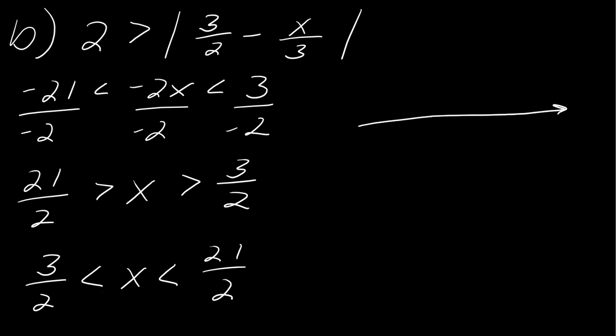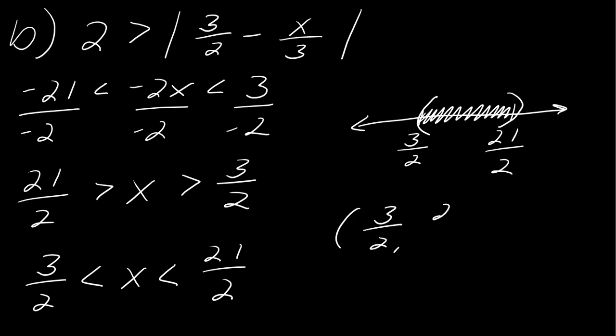So not beautiful numbers, but that's okay. We can deal with it. Okay, so here's 3 over 2, here's 21 over 2. So x is between these two numbers, and these numbers are not included because it's just less thans. So it's going to look like this. There's my number line, and here's my interval notation.